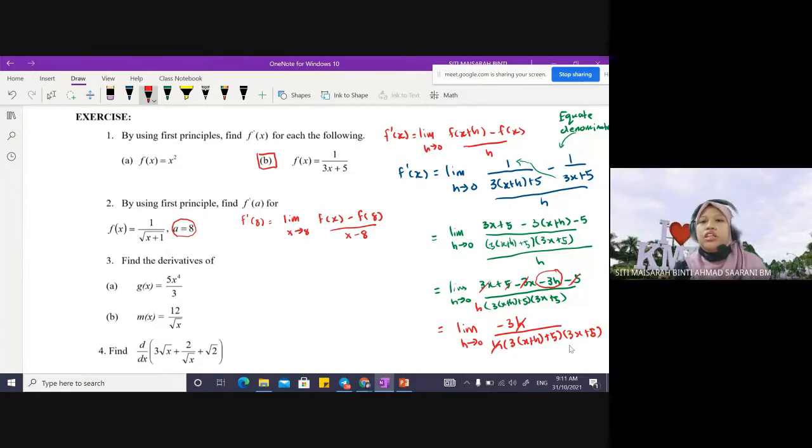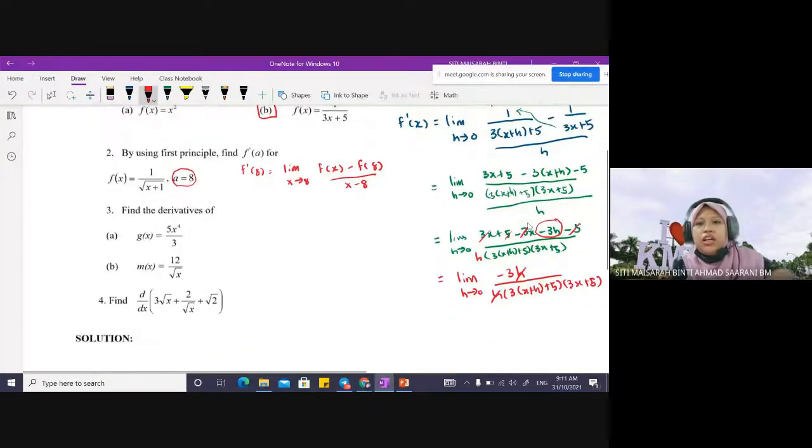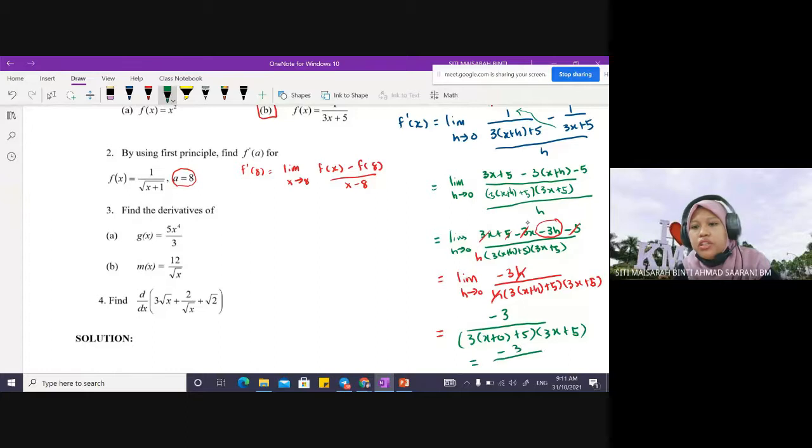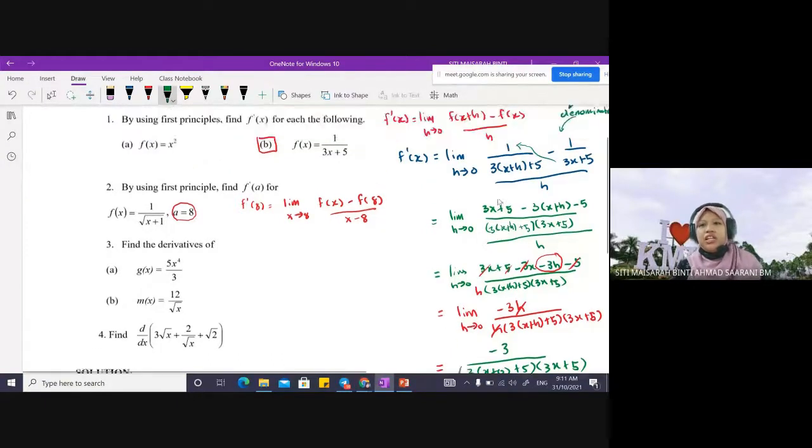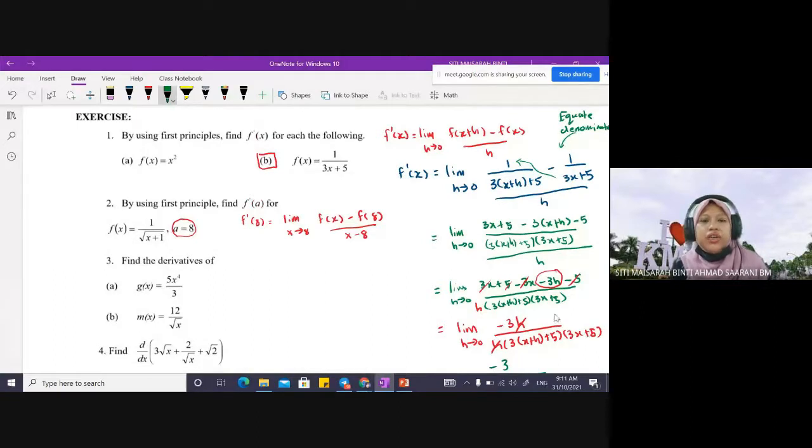So dah boleh potong, masalah tu selesai untuk part h tu. So then awak boleh substitute dengan h kosong. So then finally, you get negative 3 over 3x plus 0 plus 5 multiply 3x plus 5. So you get negative 3 over 3x plus 5 square. Inilah jawapan dia. Okay. Macam ni kalau case rational function. Okay, A tu awak boleh cuba. Kat sini Meda bagi answer dia.